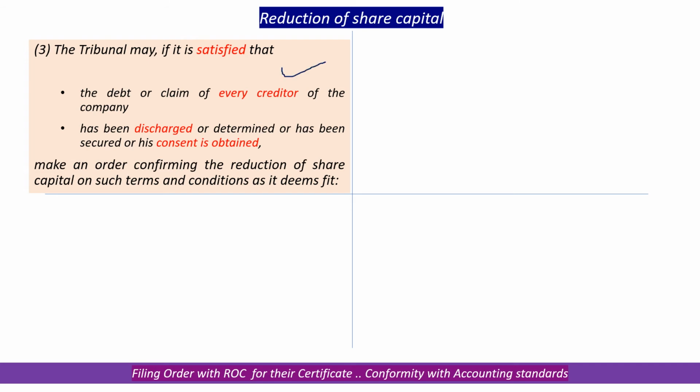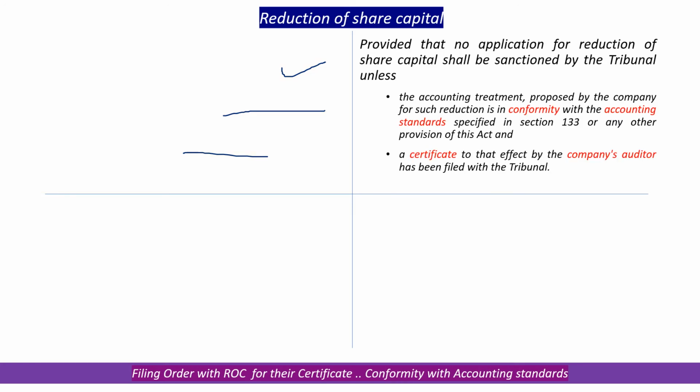The tribunal is satisfied only when it is convinced that every creditor has been discharged or his consent is obtained, then only it will confirm the reduction of capital. And the tribunal always insists that any reduction in capital has to be in conformity with the accounting standards. A certificate to that effect from the company's auditor has to be filed with the tribunal.